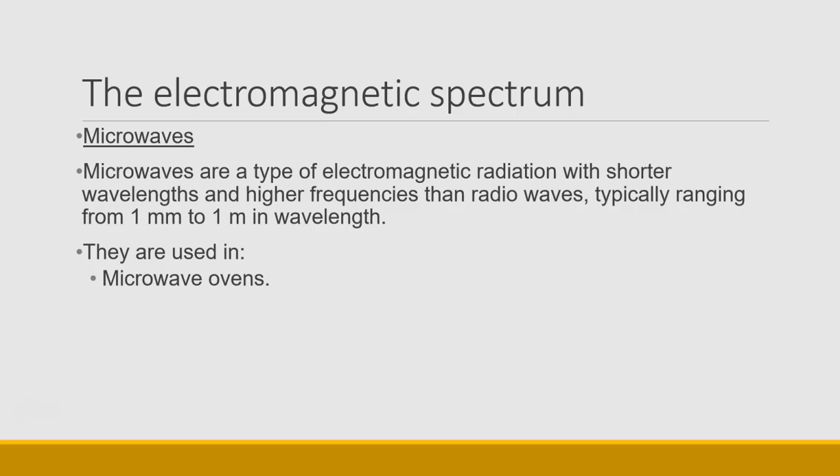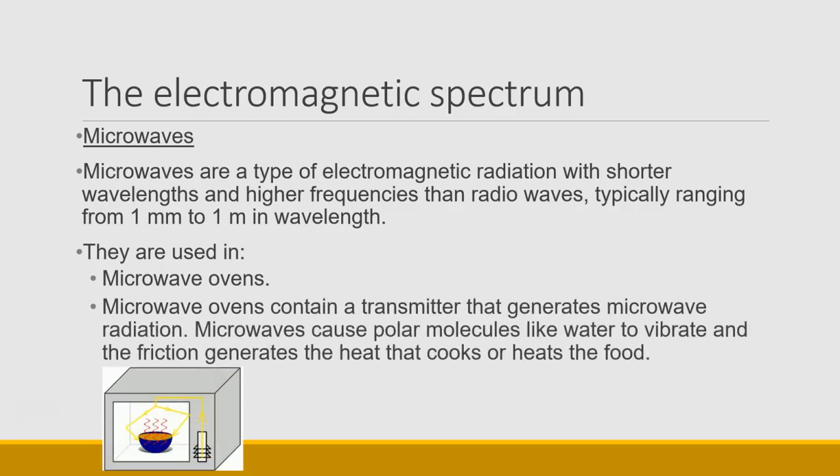Microwaves are used obviously in microwave ovens. Microwave ovens, again, contain a transmitter, and the transmitter generates the microwaves. The microwaves cause polar molecules like water. Next year, we will learn in grade 11 about polar molecules. But they specifically cause polar molecules like water to vibrate. The vibrations create friction, and the friction generates heat, and it's that heat that then cooks or heats up the food.